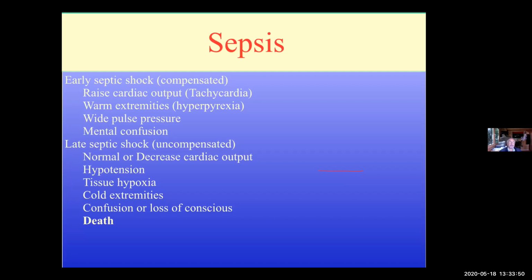Early septic shock is compensated, with raised cardiac output and warm extremities. Yes, they are warm because they have temperatures as well. Wide pulse pressure, mental confusion because of hypoxia. So you need to think about that. Make sure you recognize them at that stage, because survival is really 78%. But if you don't recognize them until the late decompensatory phase, then mortality is 80%.